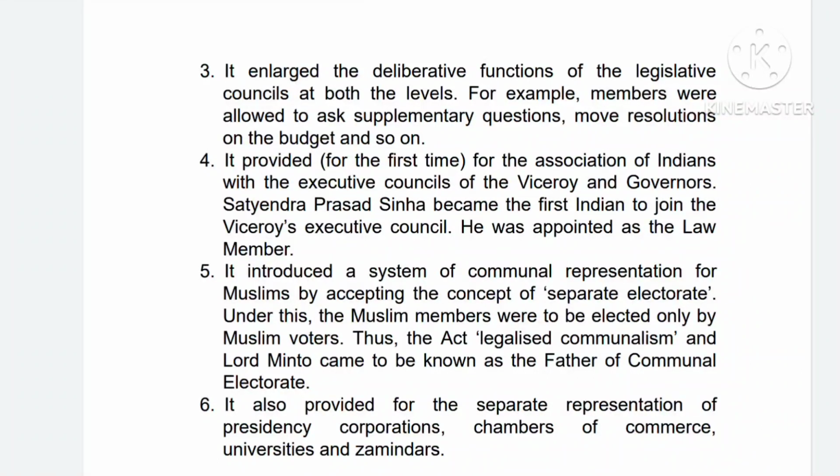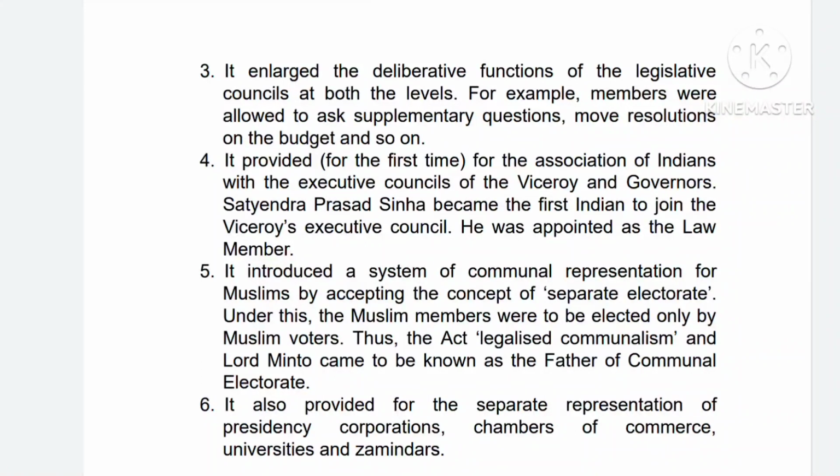Number 5. It introduced a system of communal representation for Muslims by accepting the concept of separate electorate. Under this, the Muslim members were to be elected only by Muslim voters. Thus, the Act legalized communalism, and Lord Minto came to be known as the father of communal electorate.